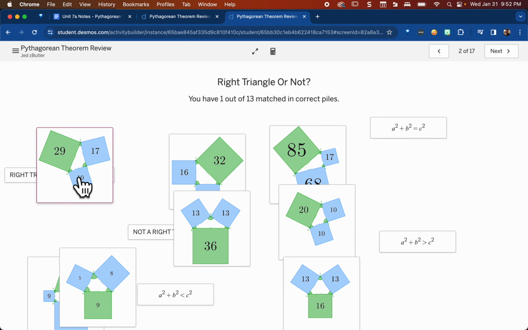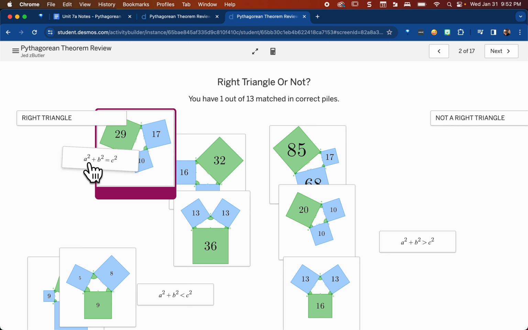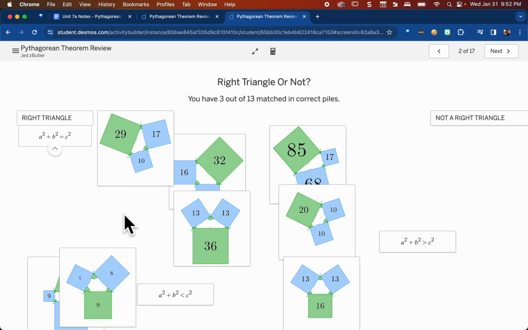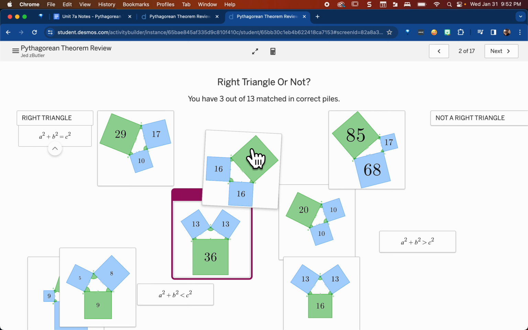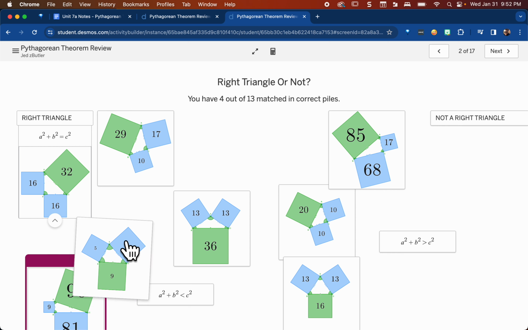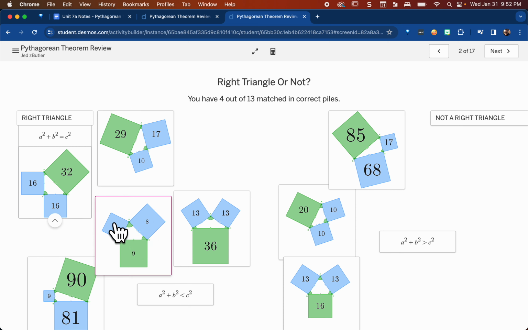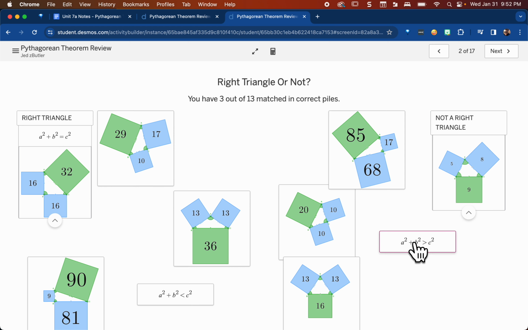Okay, let's accelerate here a little bit. We're going to have a couple of main categories. It's either a right triangle or not a right triangle. The right triangle has that formula, a squared plus b squared equals c squared. And then not a right triangle is where they don't add up together. Okay, so 16 plus 16 makes 32. That's one of my right triangles. 8 plus 5 is 13. That does not add up to 9, so that's going to be not a right triangle.